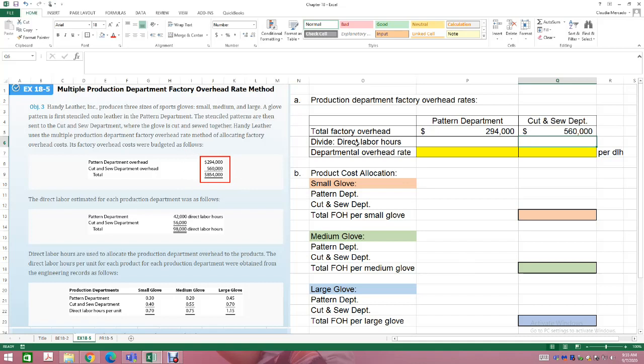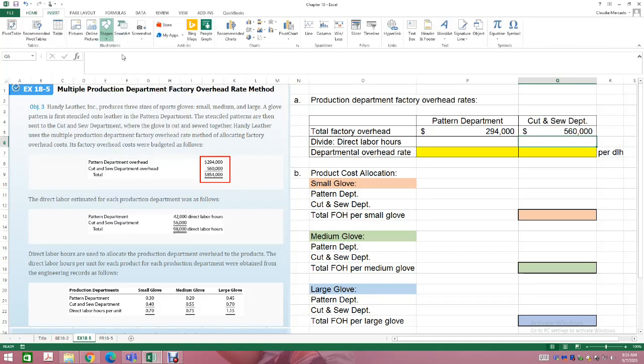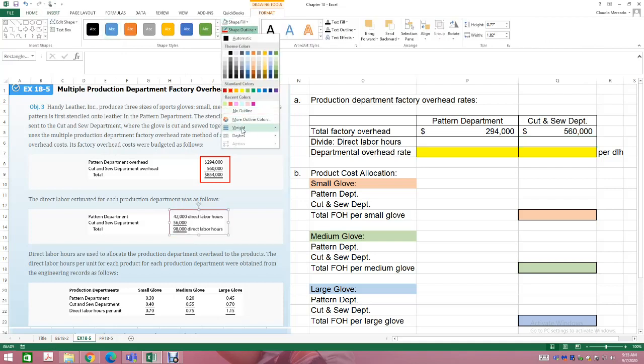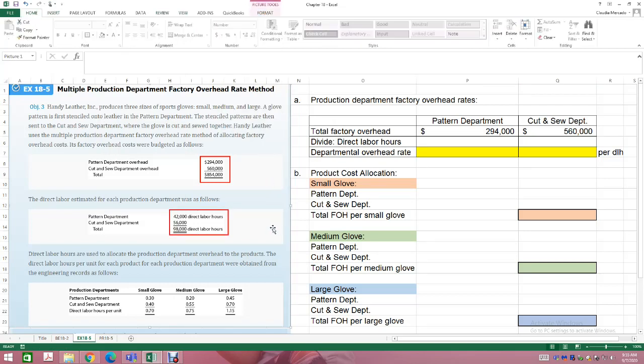Now, we're going to divide by the number of direct labor hours that we're anticipating investing into it. The direct labor hours were also provided down here. This is pretty straightforward because they've given you all of the information that you need. So I've got 42,000 direct labor hours for my pattern department, and I've got 56,000 direct labor hours for my cut and sew department. Now that I've got my factory overhead and my direct labor hours, we can just divide.